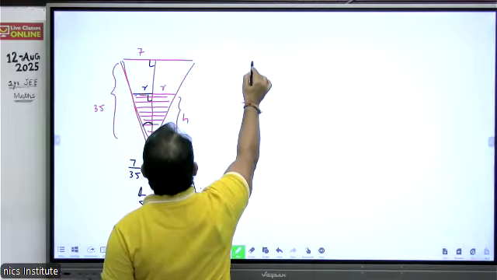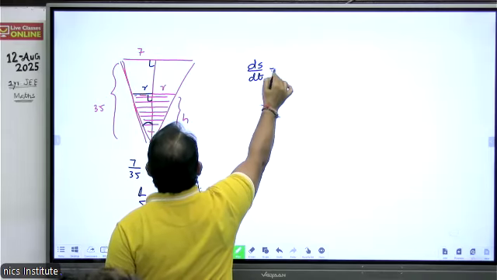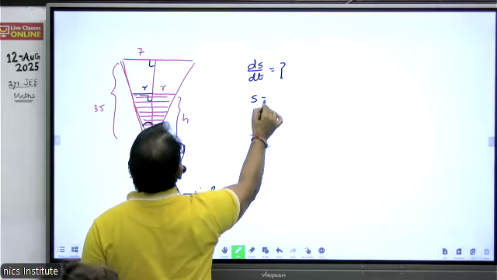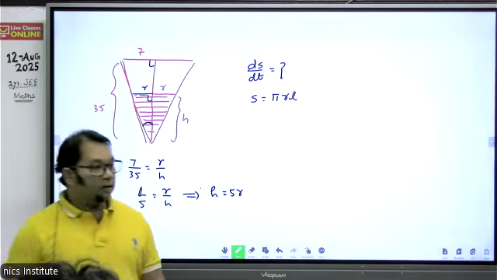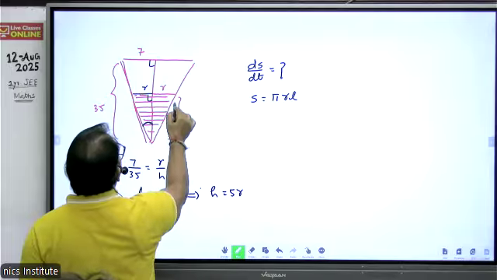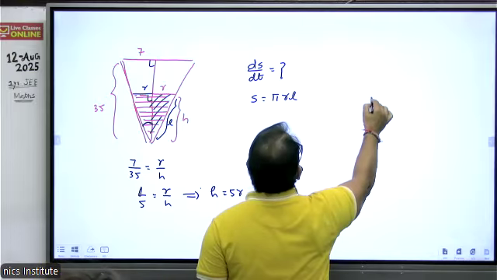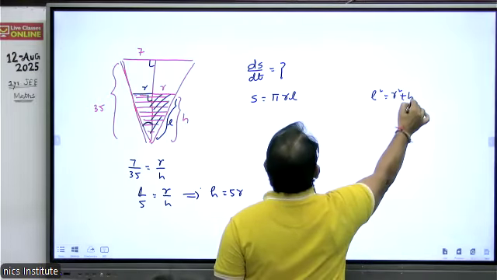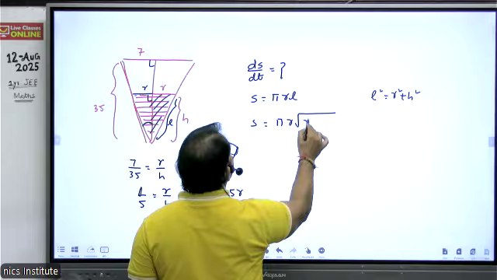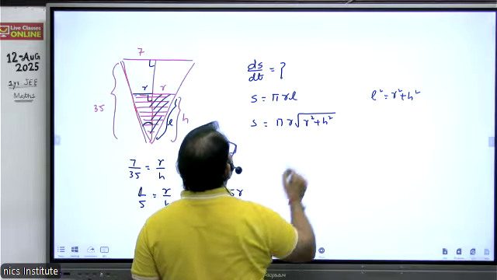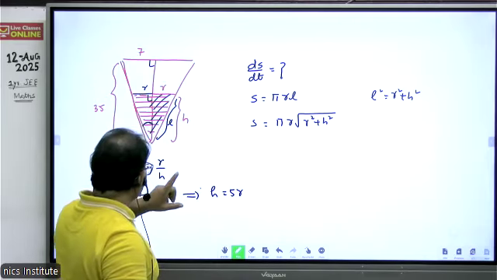Now, what are we supposed to find? The rate of change of the wetted surface. What is the surface area of the wetted cone? Pi r l. So you need to convert r and l into h. This is l. If you apply Pythagoras here, l square would be r square plus h square. So S would be pi r l, where l is root of r square plus h square. Now we have to differentiate this. There are two variables, r and h. I need to get rid of one variable.